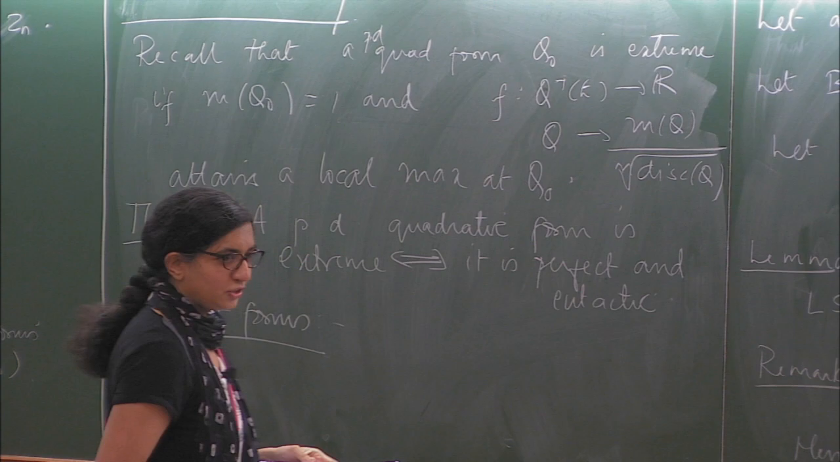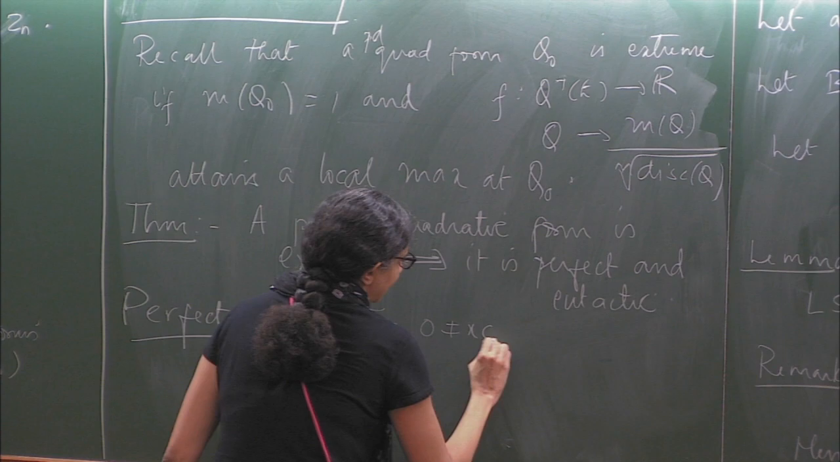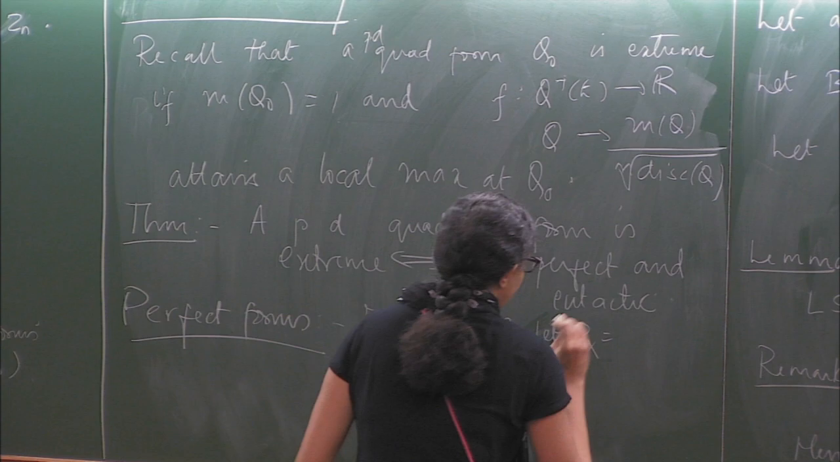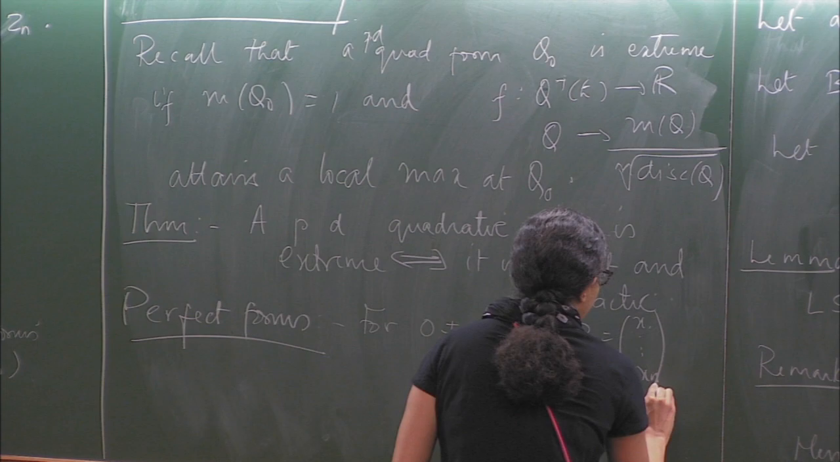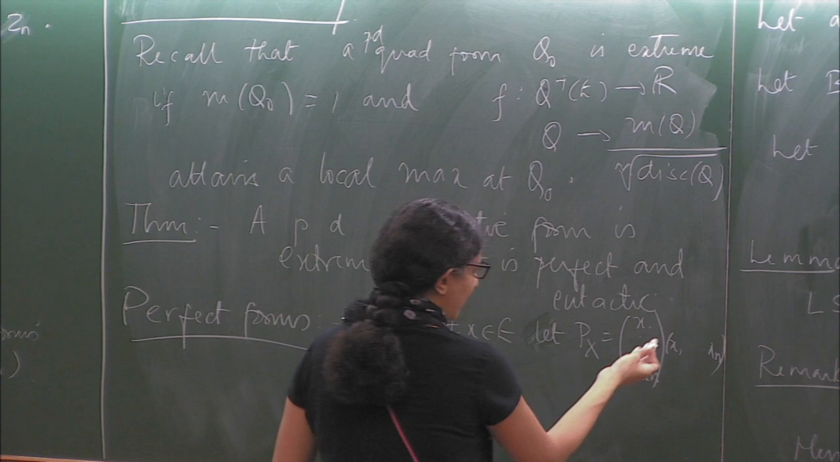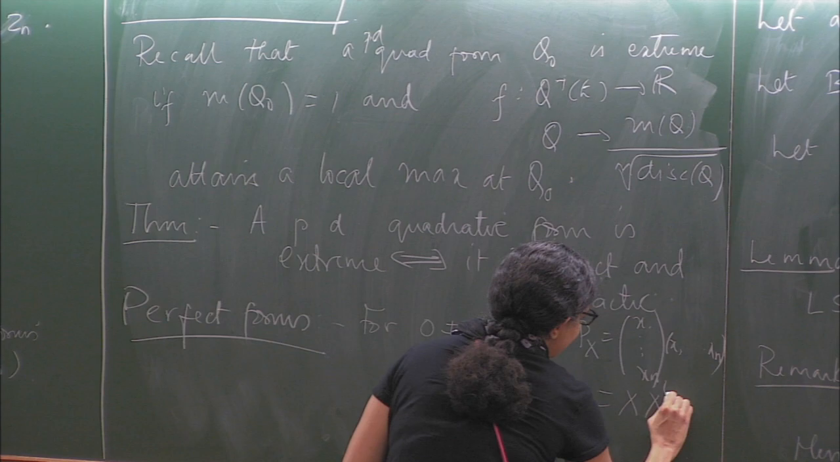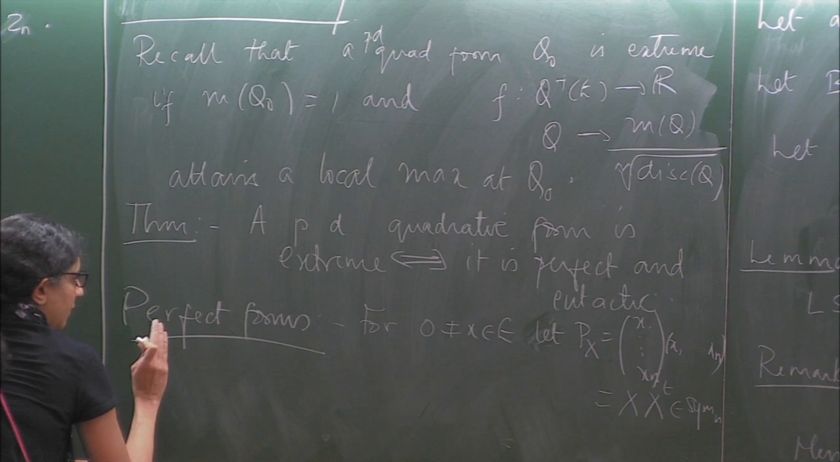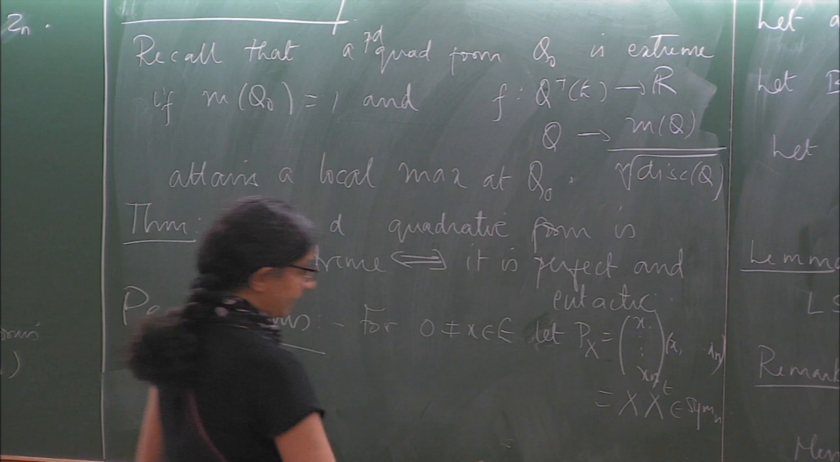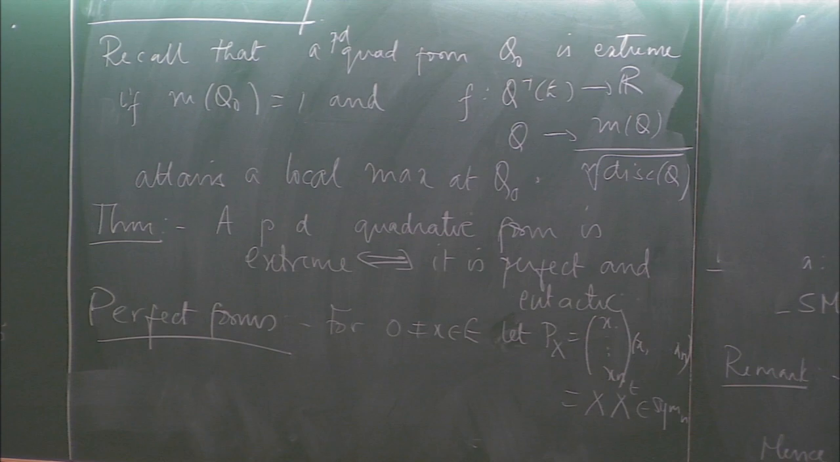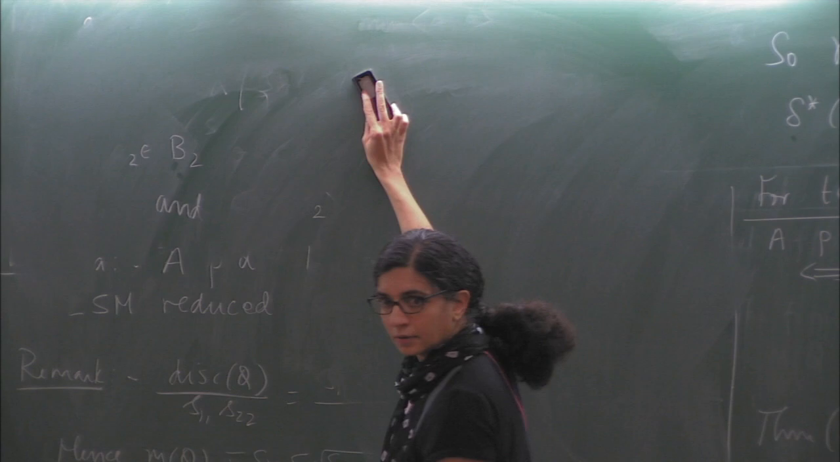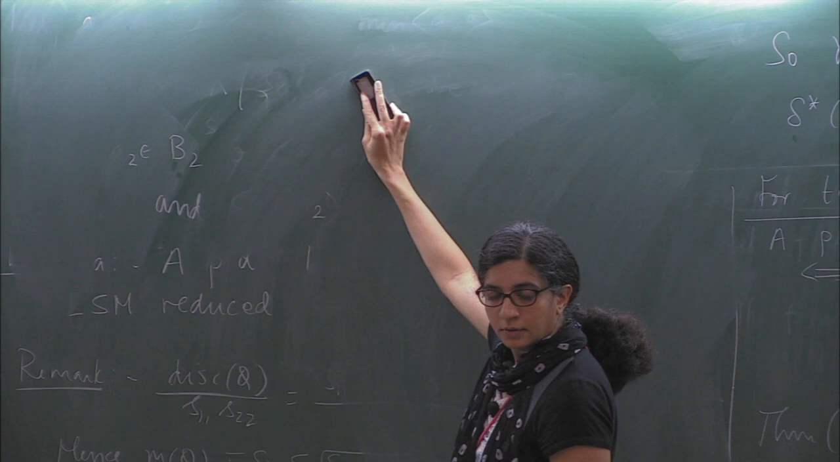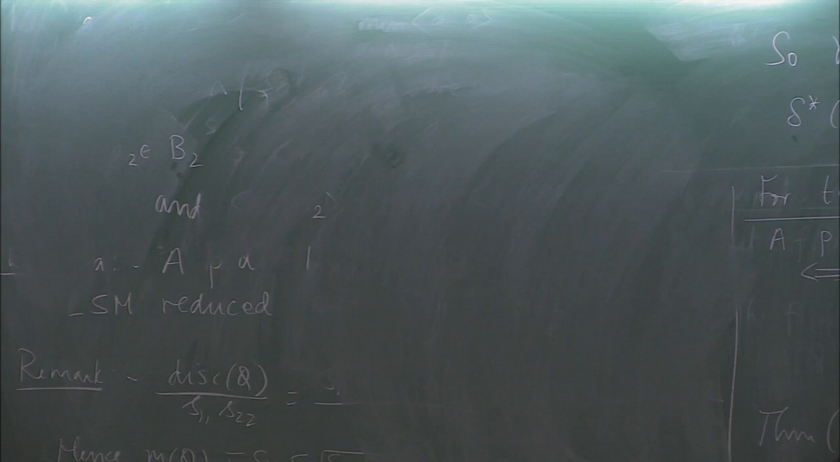Okay, so for 0 not equals x in E, let Px be the matrix xx transpose. So this is a symmetric n by n matrix. If you denote x as this column vector, this is just xx transpose in the symmetric n by n matrices. Okay, so a definition. A local maximum for this function. This is a real valued function.